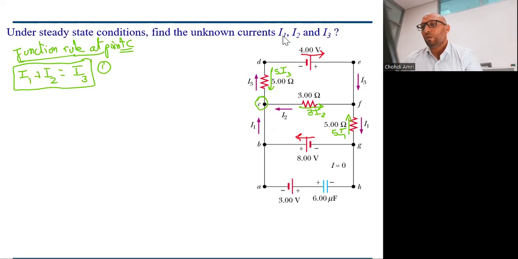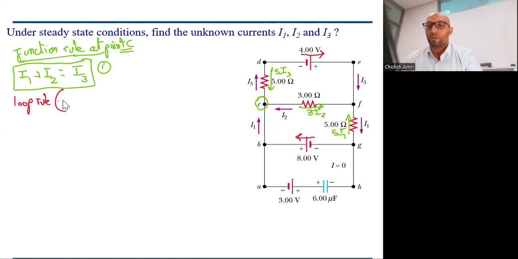As you know, we have 3 unknowns, so we need 3 equations. What about the loop rule? Loop rule here, we see that we have many loops. This is 1, 2, 3, 4, 5. Which loop will we use? We will use the upper loop and the middle loop. Why? Because the current in the lower loop is equal to 0. So we're going to use these 2 loops as before.